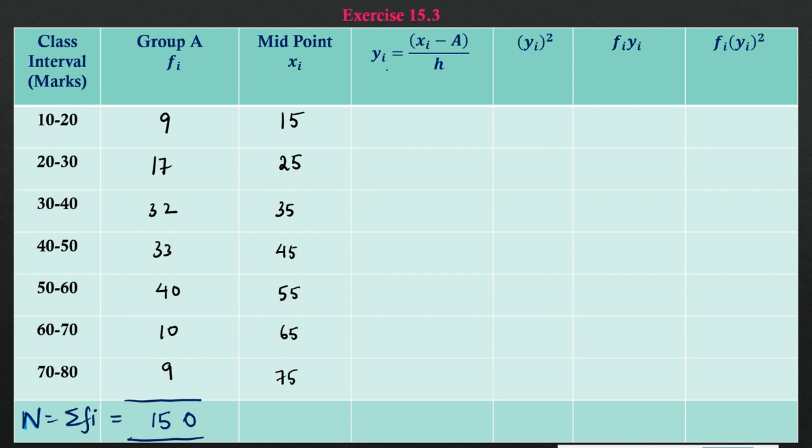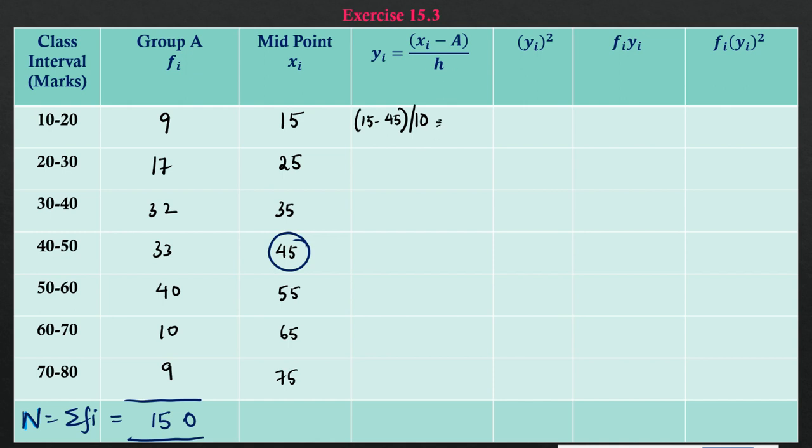Next, we have yi, which is going to be xi minus a, divided by h, right? What is going to be your a? A is the assumed mean, the middlemost value of xi, so I can take that as 45. Substituting, xi minus a divided by h is 15 minus 45 divided by 10. H is going to be 10 because 20 minus 10 is 10, or 30 minus 20 is also 10. H is the class size.